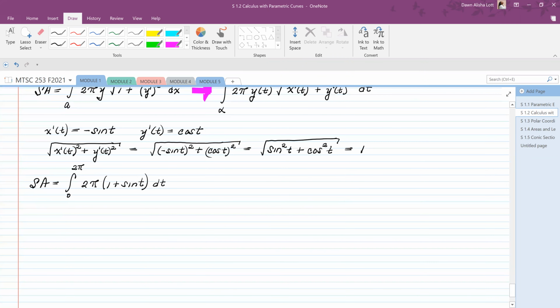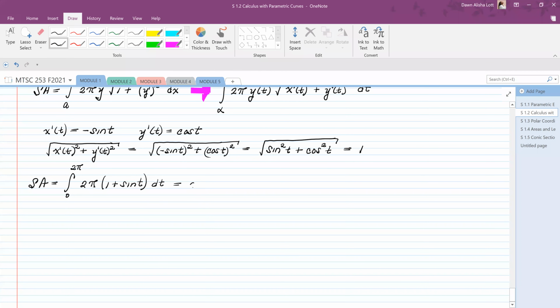We're going to pull the 2 pi out. I'm going to integrate 1 and I'm going to get t. And I'm going to integrate sine t, and I'm going to get minus cosine of t, evaluated between 0 and 2 pi. And when you do everything, you simply just get 4 pi squared.